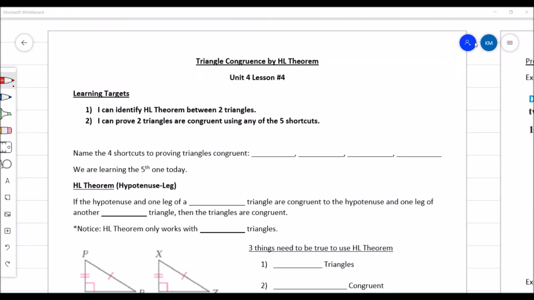Today we're going to look at triangle congruence by HL theorem notes. At the end of this video, you should be able to identify the HL theorem between two triangles, and you should be able to prove two triangles are congruent using any of the 5 shortcuts.